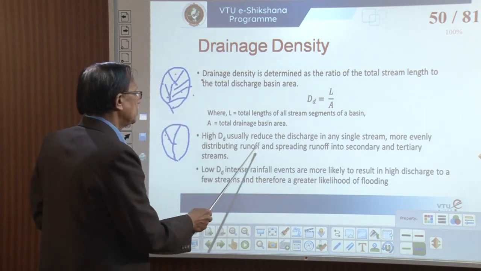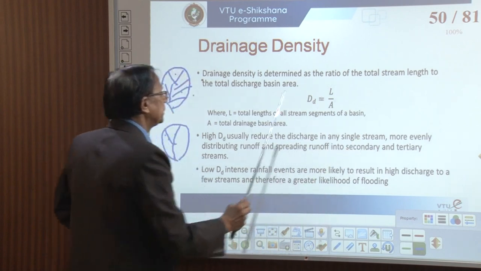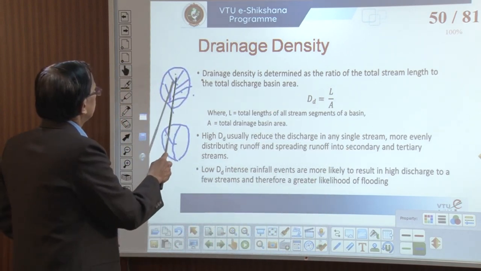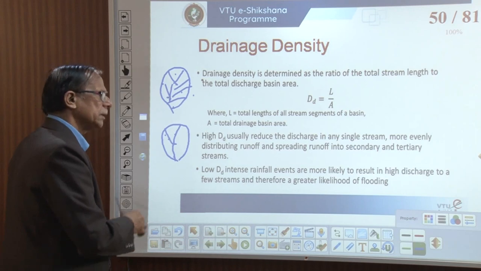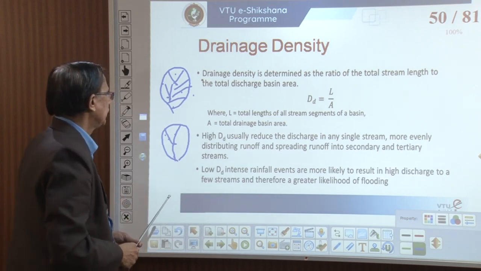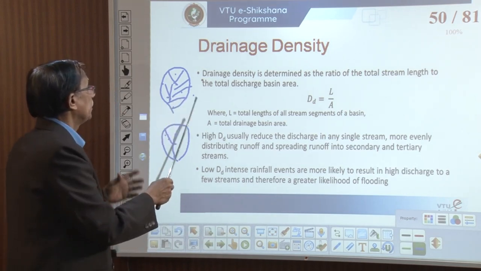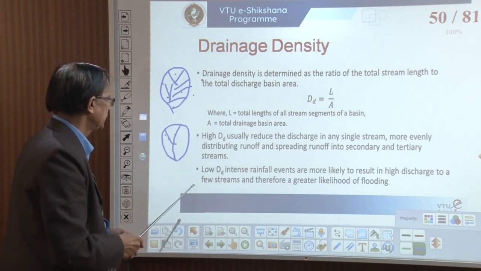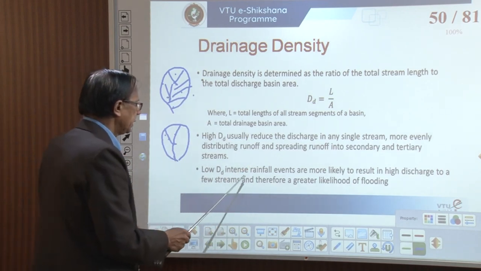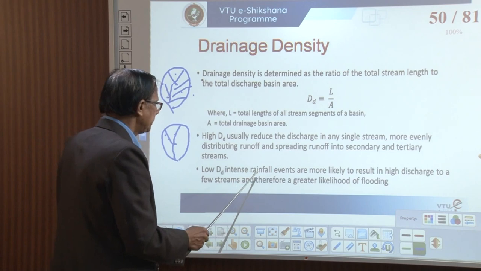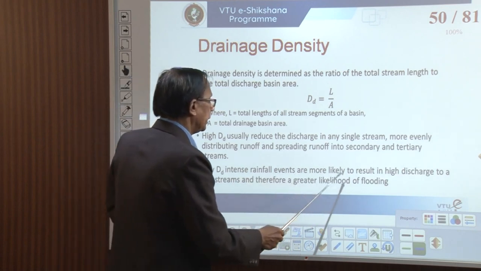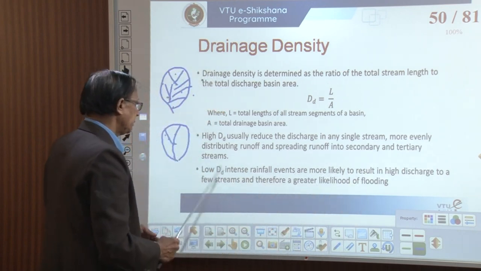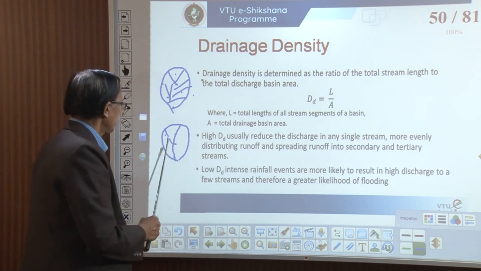High drainage density usually reduces the discharge in a single stream because we have a number of tributaries, they drain out easily. So, no such flood-like situation. Low drainage density, intense rainfall events likely to result in high discharge and floods, therefore.